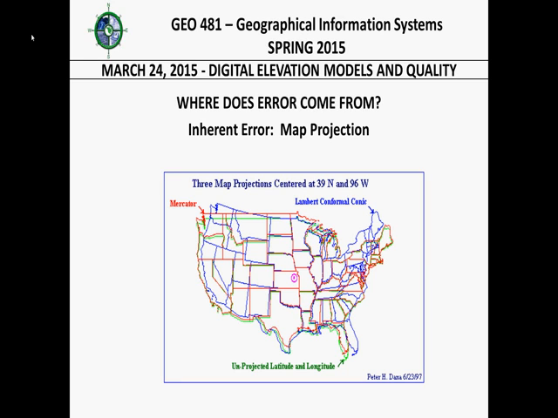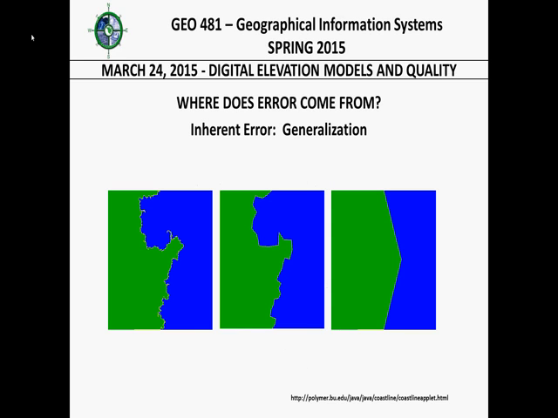Another inherent error is generalization. It's not necessarily an error, but when you're creating a map, decisions need to be made about the accuracy of the map and what can be viewed. So this is three different views of the same coastline. Everyone would be inclined, me included, to say this is the correct one. But at certain scales, you wouldn't be able to tell the difference. This isn't incorrect, it's just a more generalized view of the coastline.